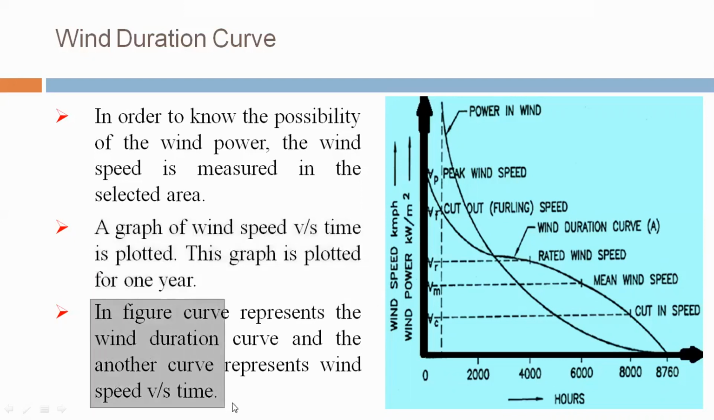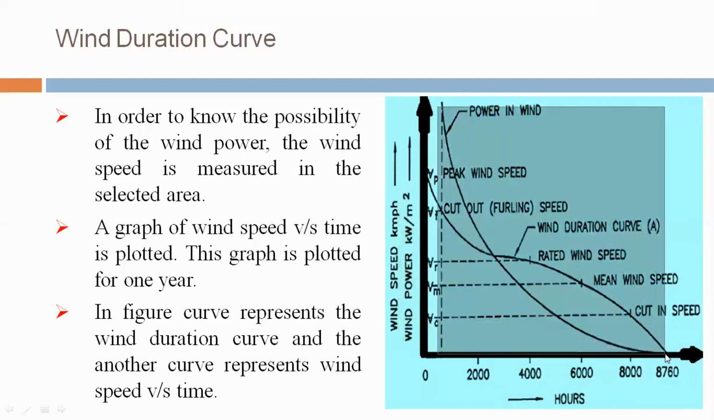In figure, the curve represents the wind duration curve and the another curve represents wind speed versus time. Here, wind speed is given in kilometer per hour, with respect to time in hours. Here, wind power in kilowatt per meter square is there. This graph shows power in wind. Here, the wind duration curve is given, and based on that, different speeds are there.